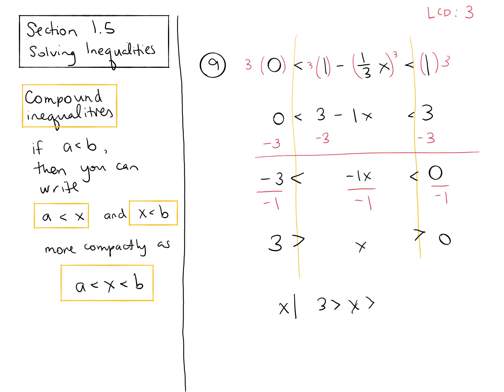So we want to write in set notation or interval notation. Now 3 is greater than 0, so we're going to put it on this side of the interval. If you don't know which side, draw a number line and put it in order from left to right.